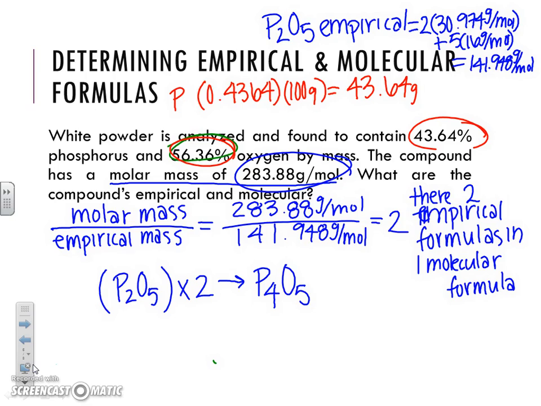And once you've done that, you can use a ratio between molar mass and empirical mass to find the molecular formula. We will practice this for the rest of this week. We will also do one example together as a class at the end of class today.